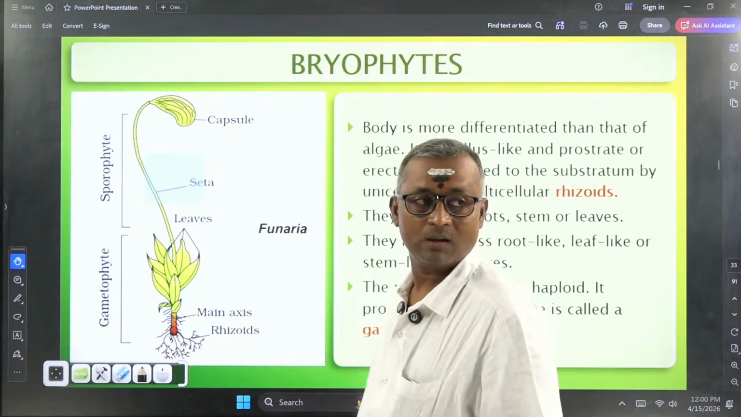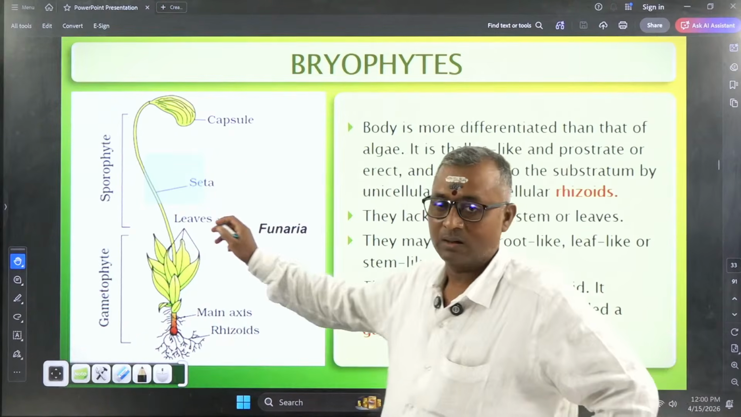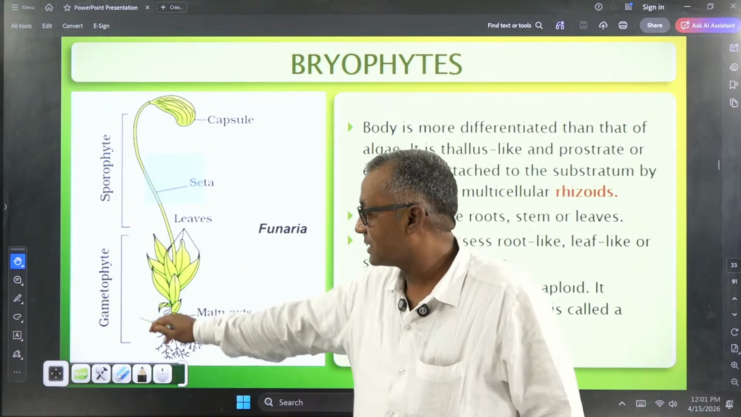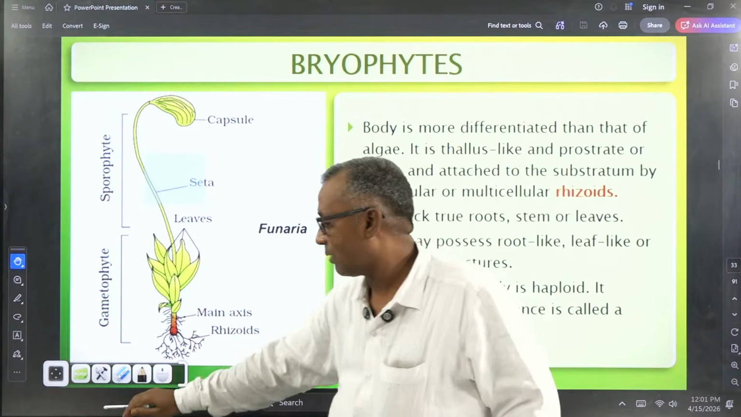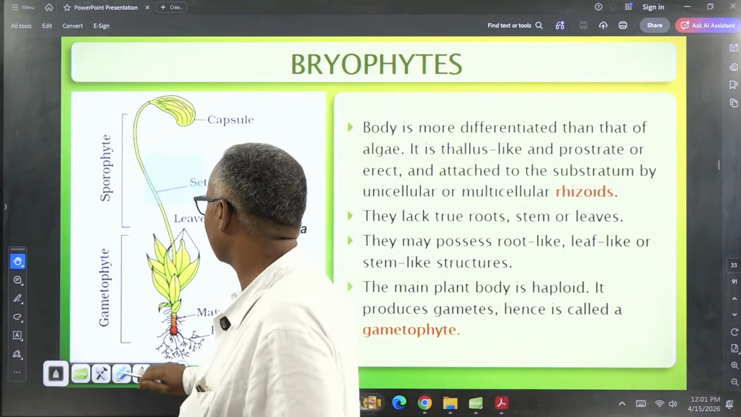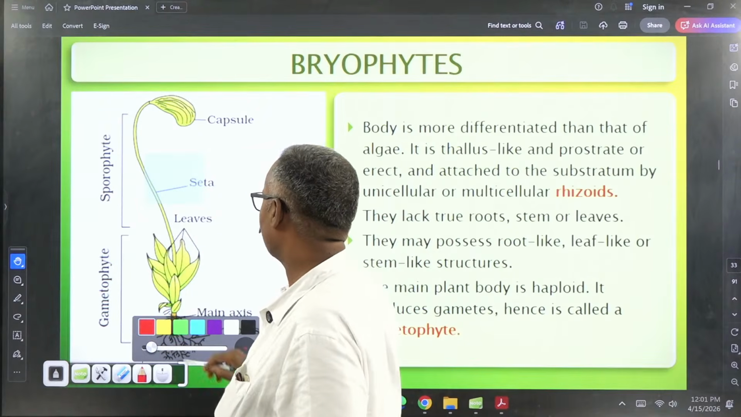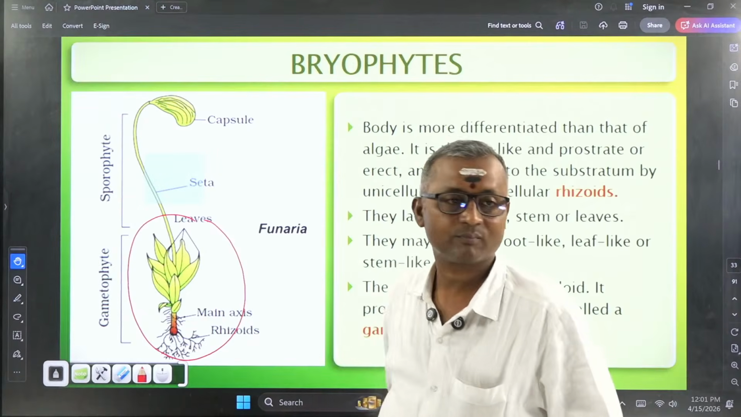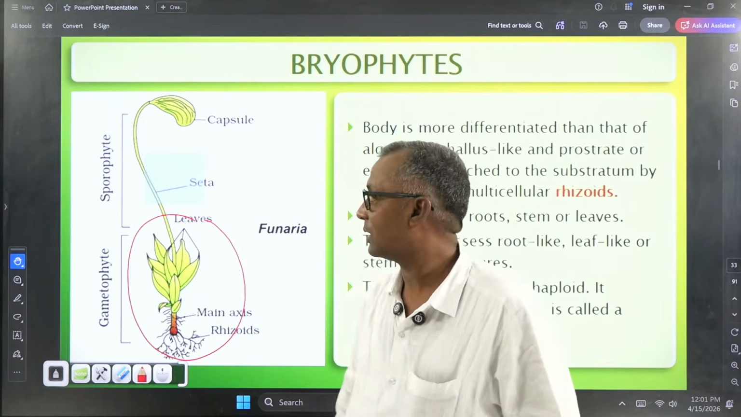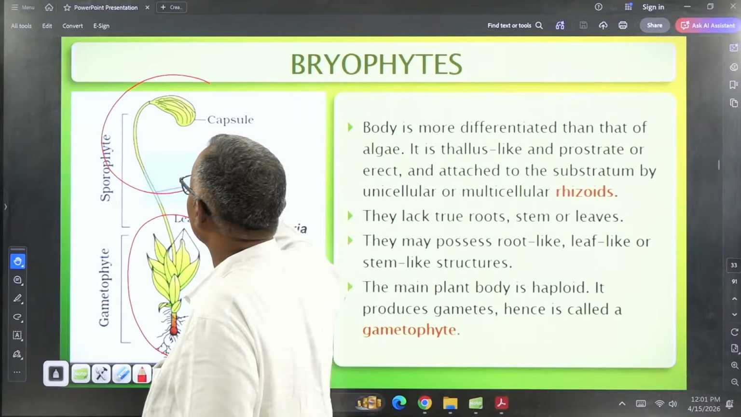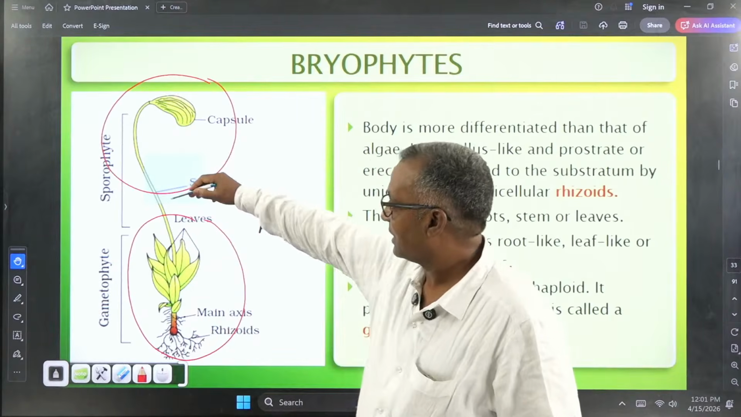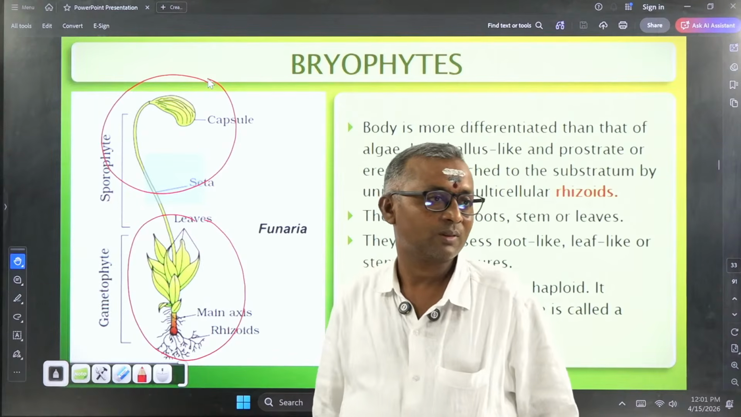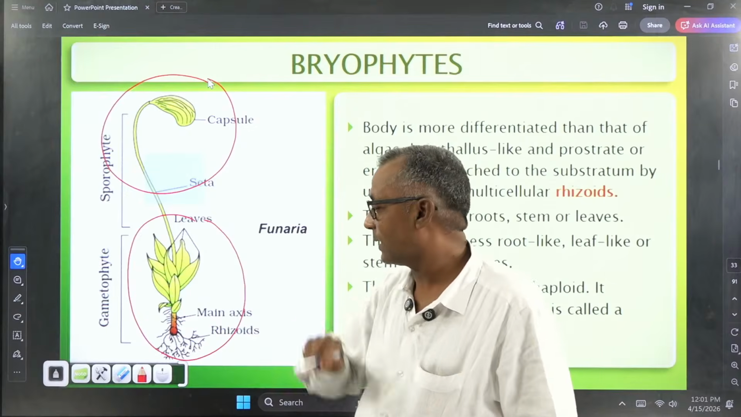Look at the diagram that I am displaying here. You can see here, this is gametophyte. Whatever I am writing on the board is the gametophyte. Look carefully. Now this is gametophyte, understood? And this is sporophyte. This sporophyte is attached to what? Gametophyte. The sporophyte is attached to gametophyte.